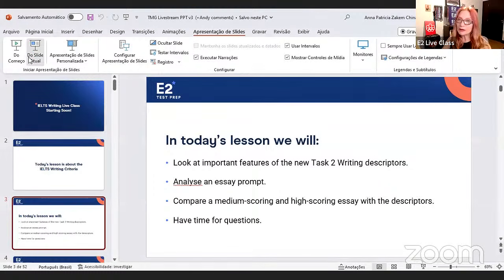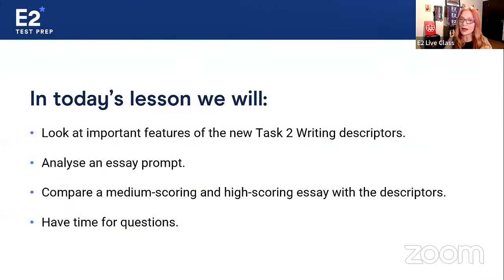So today we're going to look at important features of the new task 2 writing descriptors. We're also going to analyze an essay prompt, and we're going to compare a medium scoring and a high scoring essay. So hopefully by the end of the class, the high scoring essay will be predominant. And of course, questions at any moment.